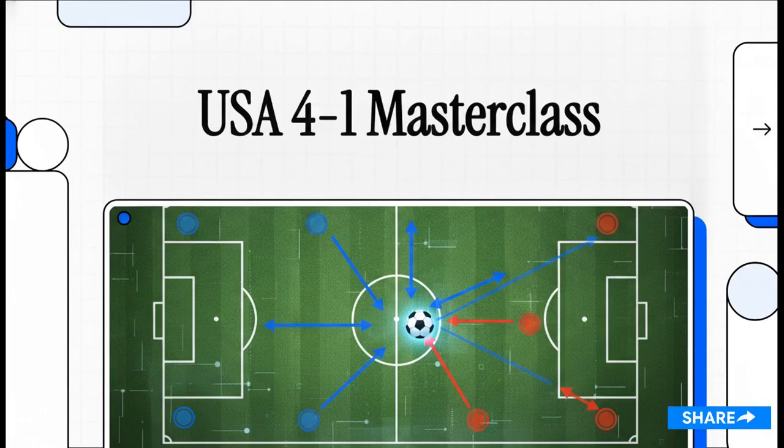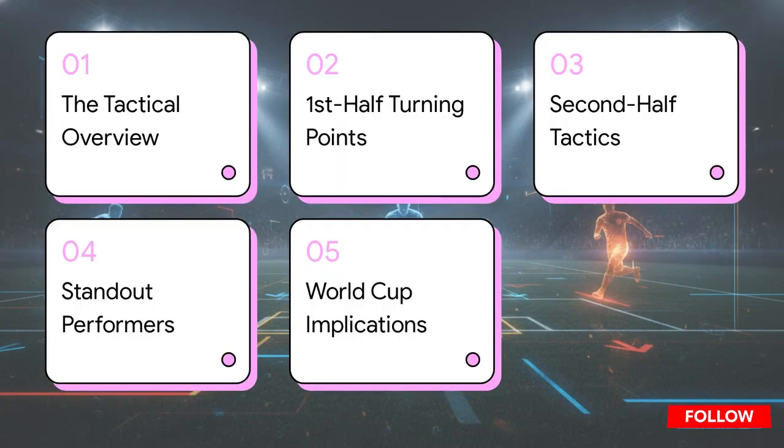Today, we're dissecting exactly how the USA systematically dismantled their opponents on the world stage. We're talking formations, crucial moments, and the underlying data that made this massive result practically inevitable. Here's how we're breaking it all down today. We'll start with a tactical overview, look at the first half turning points, analyze the second half goals and tactics, highlight some standout performers beyond Balogun, and wrap up with the World Cup group implications.